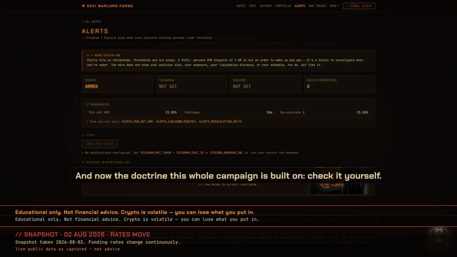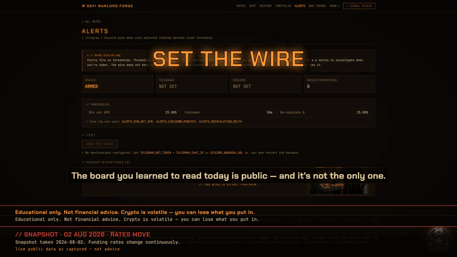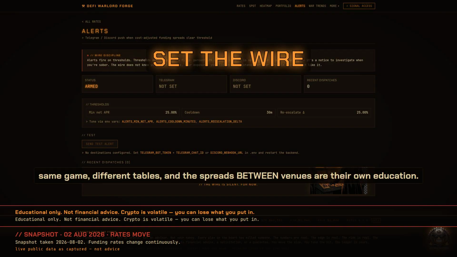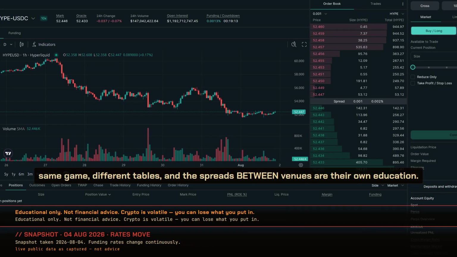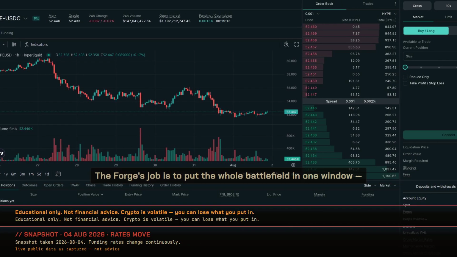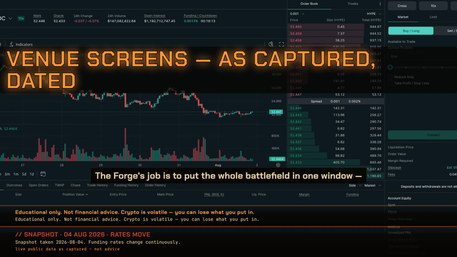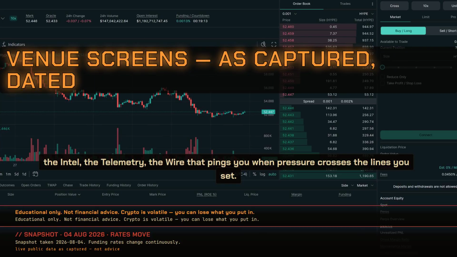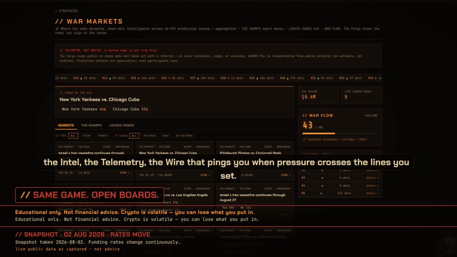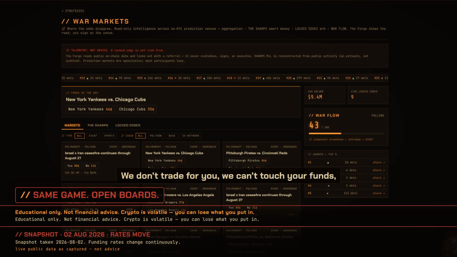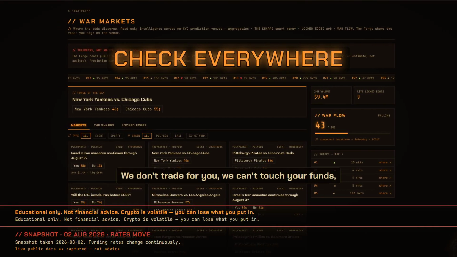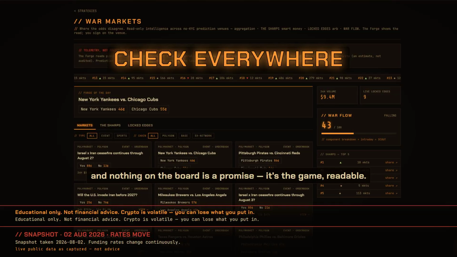And now the doctrine this whole campaign is built on. Check it yourself. The board you learned to read today is public, and it's not the only one. The big open venues publish their funding too. Same game, different tables, and the spreads between venues are their own education. The Forge's job is to put the whole battlefield in one window, the intel, the telemetry, the wire that pings you when pressure crosses the lines you set. We don't trade for you, we can't touch your funds, and nothing on the board is a promise.